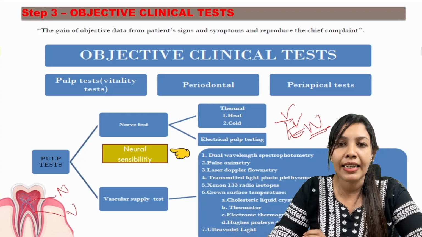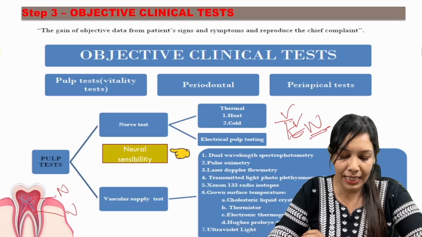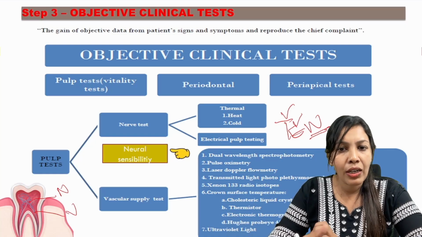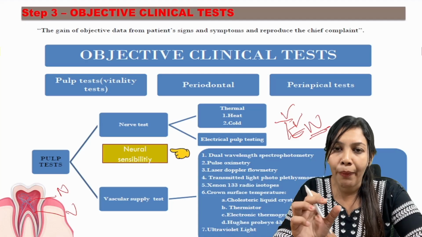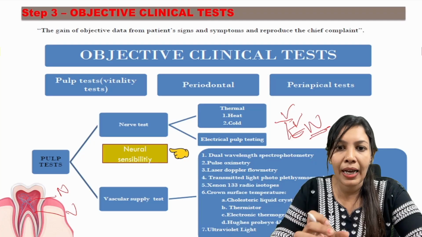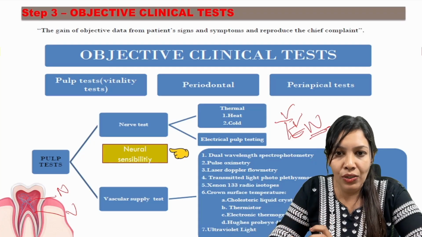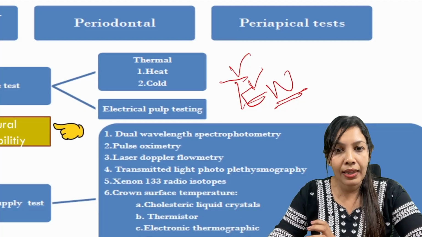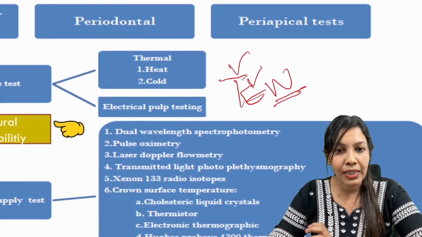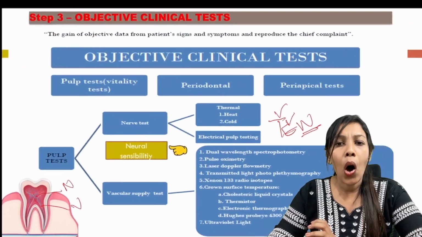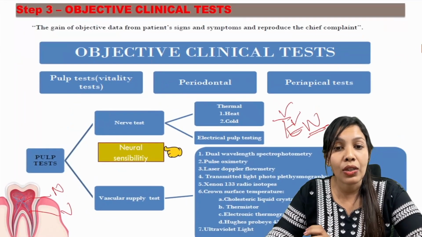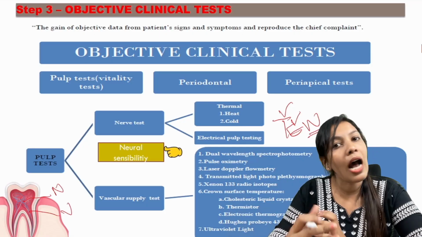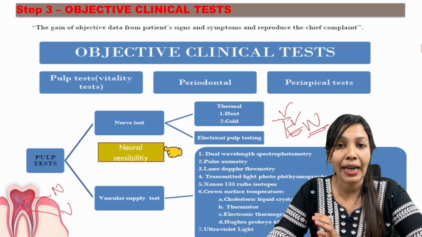Next, all the other tests come under the vascular supply test, like dual wavelength spectrophotometry, pulp oximetry, laser Doppler flowmetry. In the name pulp oximetry, oxy means oxygen, so vascular supply. Laser Doppler flowmetry means vascular supply. Transmitted light photoplethysmography, xenon 133 radioisotopes, crown surface temperature, ultraviolet light. All the other tests actually indicate the vascular supply. So just memorize these three important nerve tests. Others come under the vascular supply test.